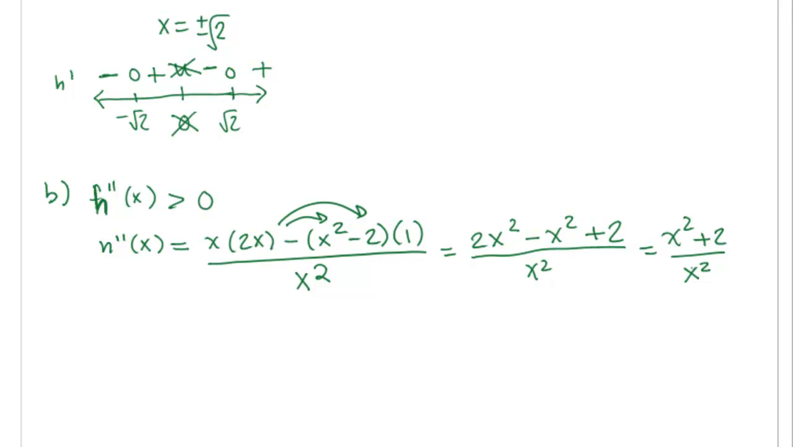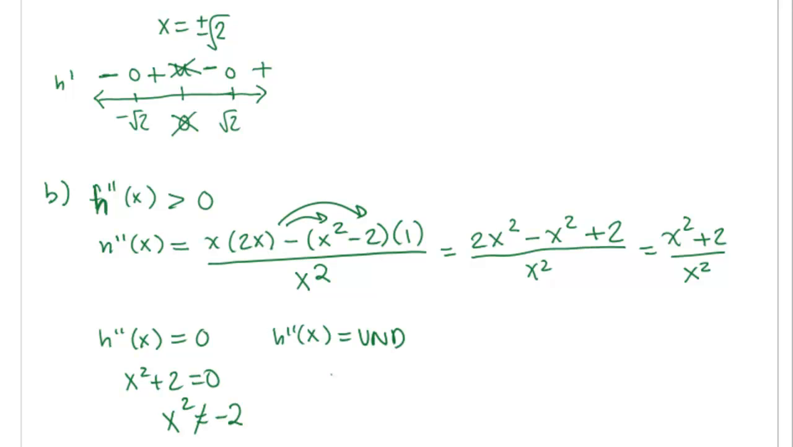Where is the graph concave up? So h double prime of x equals 0 or h double prime of x is undefined. Setting it equal to 0, we get x squared plus 2 equals 0. x squared equals negative 2, which it can't. And I get x squared is equal to 0, so x equals 0.